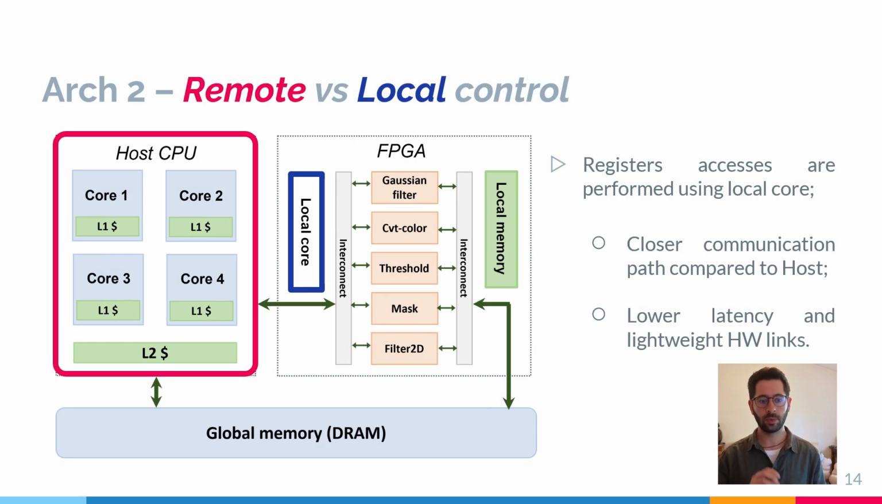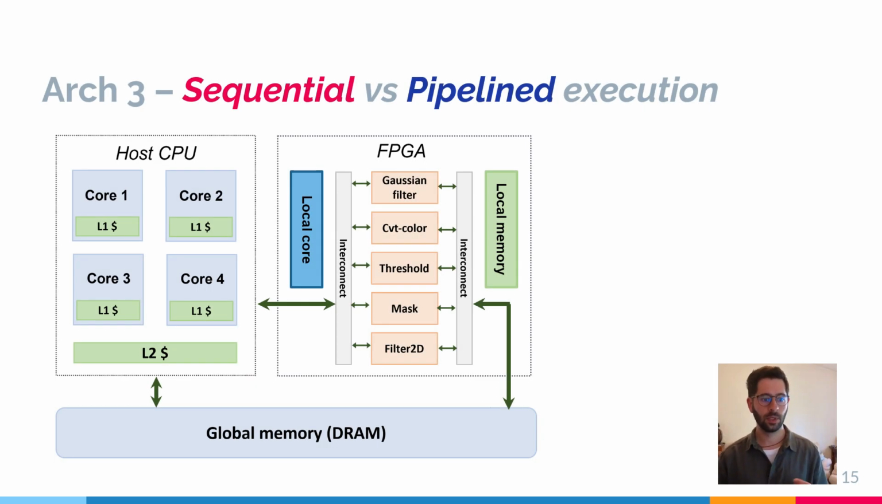In the second architecture, we deployed a small soft core implemented in FPGA that we used as a local orchestrator. The soft core is closer to the FPGA accelerators and it can access accelerator registers quickly compared to the host CPU, since we have a closer path to the register files, fewer interconnections, and lightweight hardware links, like for example AXI Stream.